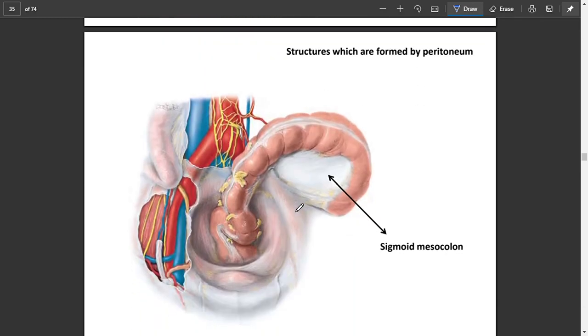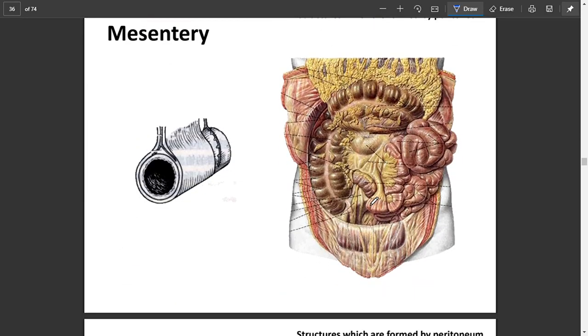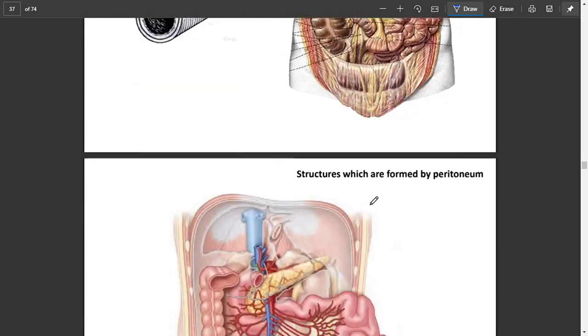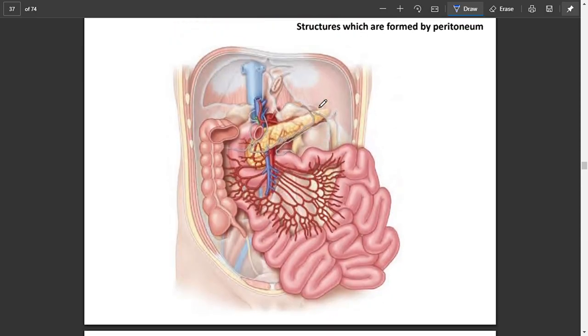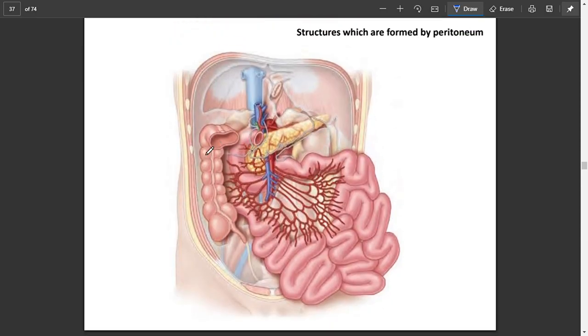And structures which are formed by peritoneum. These are the structures formed by the peritoneum. They are strong, surrounding the intestines basically. So here's the mesentery. These are, if the peritoneum doesn't hold the organs, they come out like this.